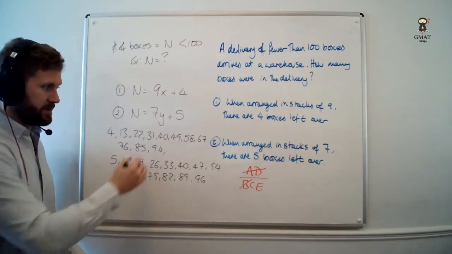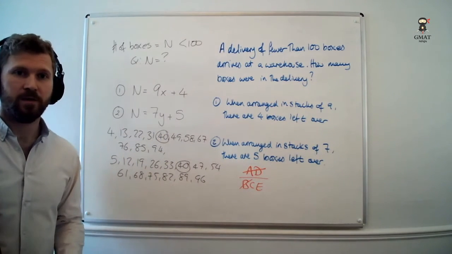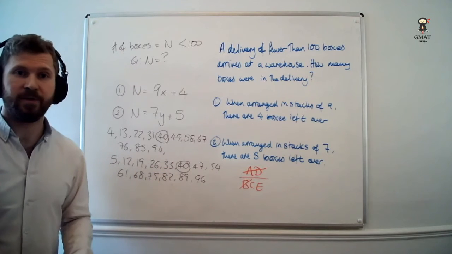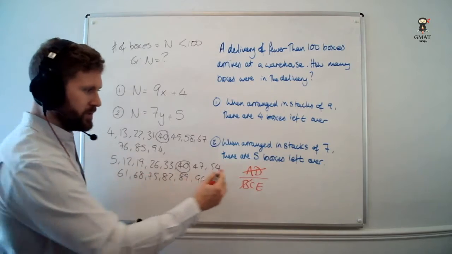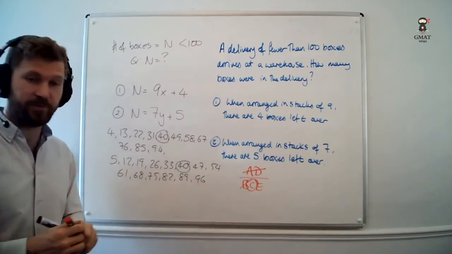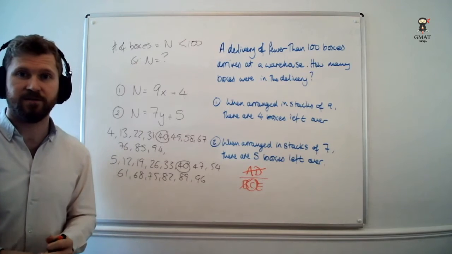Now, there is 40 in both lists, but there is no other number that appears in both lists. So 40 is the only option for the number of boxes, which means that we can figure out n from the information together, and we can say that this is sufficient, so the answer here is C.